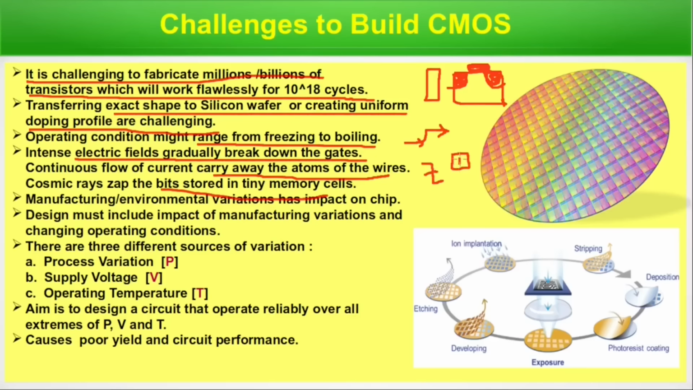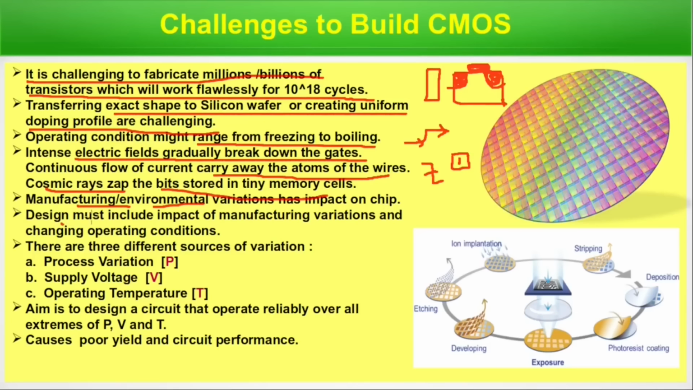Another is manufacturing or environmental variation has impact on chip. Temperature is going up, down. Continuous electrical field is carrying away the atoms of the wire. So basically the structure of wire or interconnects is getting changed. So all of these manufacturing variations, environmental variations, all have impact on chip. They have impact on individual MOSFETs, and overall these impacts sum up and manifest as impact on performance.